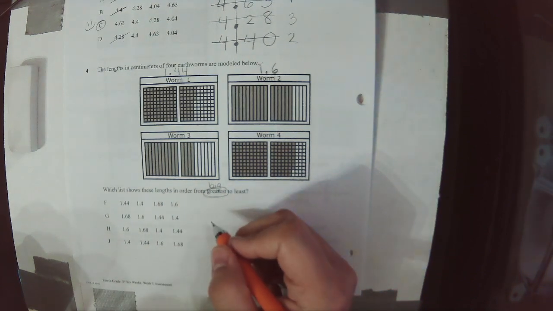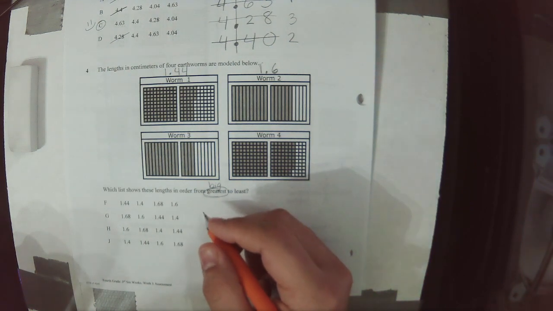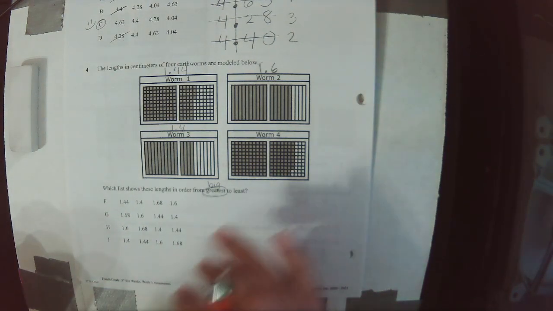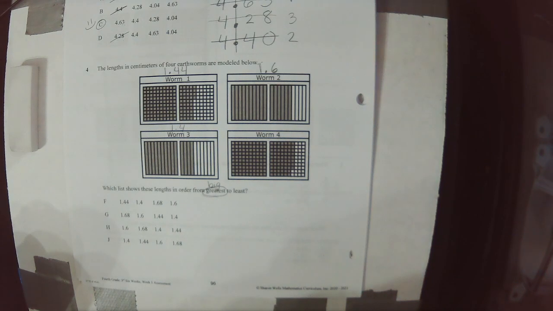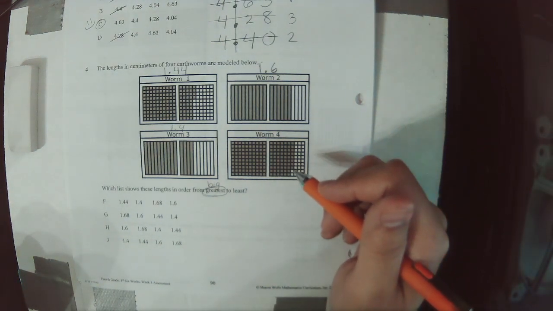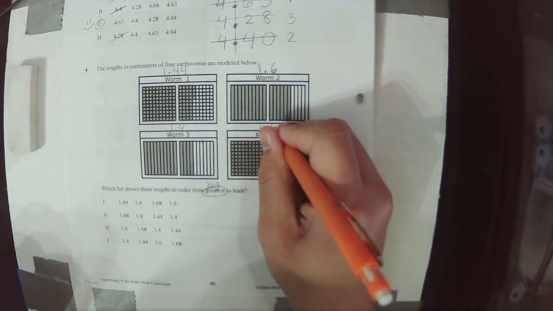Okay, what about worm number 3? Jaylene? 1.4. And what about worm 4? Who can tell me what decimal are they showing me for worm 4? Jadine? Yeah, worm 4. 1.68.